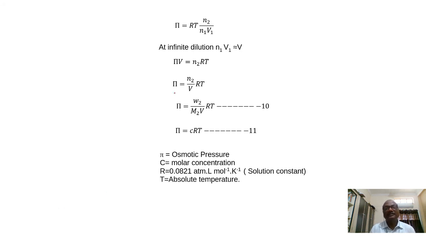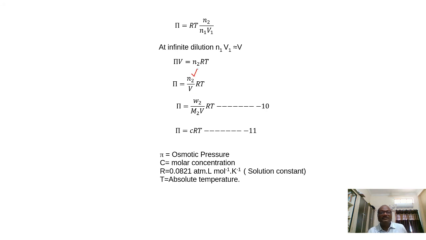At infinite dilution, meaning very dilute solutions, n1 v1 is approximately equal to V, the volume of solution. So instead of this we can write V, so pi V is equal to n2 RT. What is n2? The number of moles of solute. Pi is the osmotic pressure. V is the volume of solution. R is the universal gas constant, whereas T is the absolute temperature. So pi V is equal to n2 RT, or pi is equal to n2 by V into RT. Here n2 is the number of moles of solute and V is the volume of solution, which must be taken in liters.